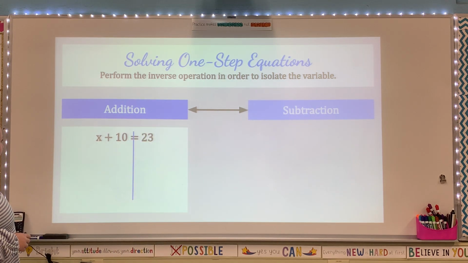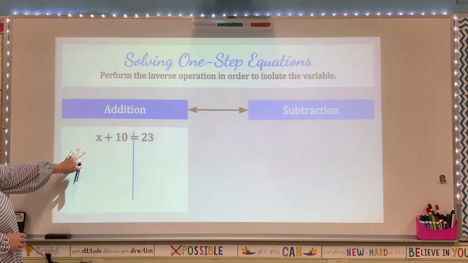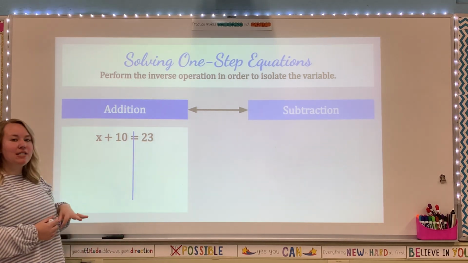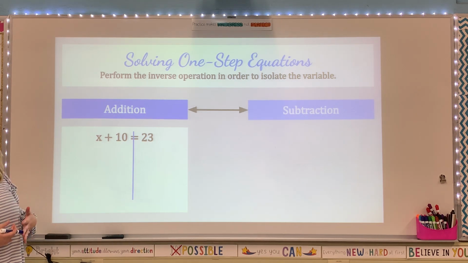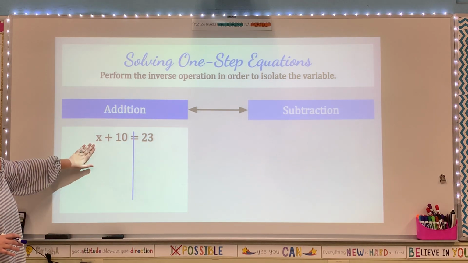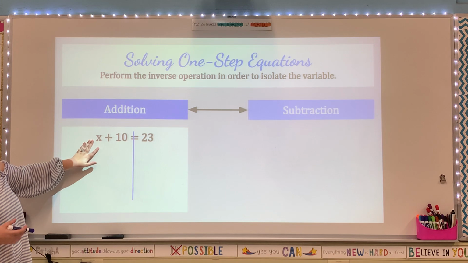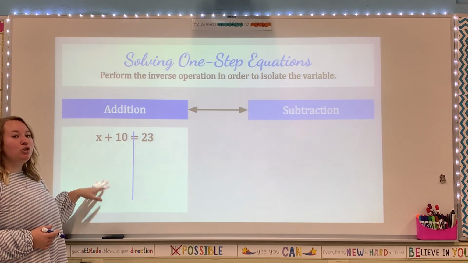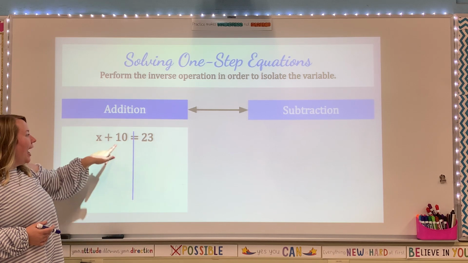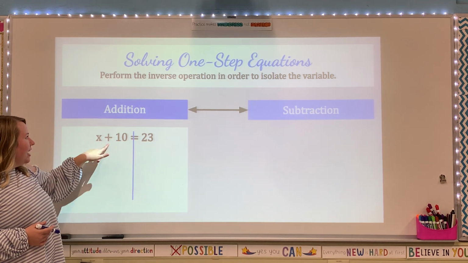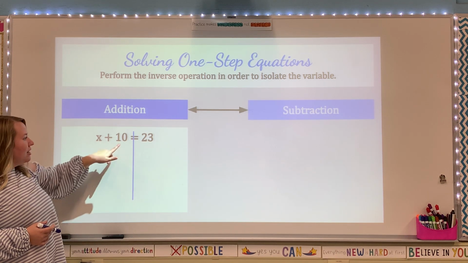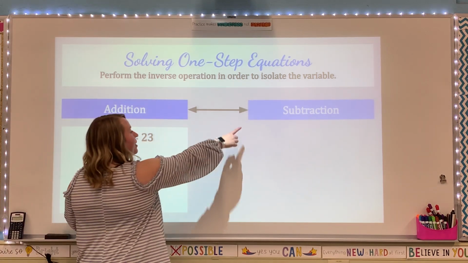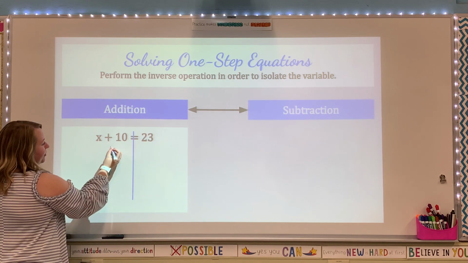So we have our first problem here. It's x plus 10 is equal to 23. So what I want to focus on is my variable and how I can isolate it. Looking here, I have an x, and I also have a plus 10 on the left-hand side. So to isolate my x, I have to perform the inverse operation of adding 10. So the inverse of addition would be subtraction.